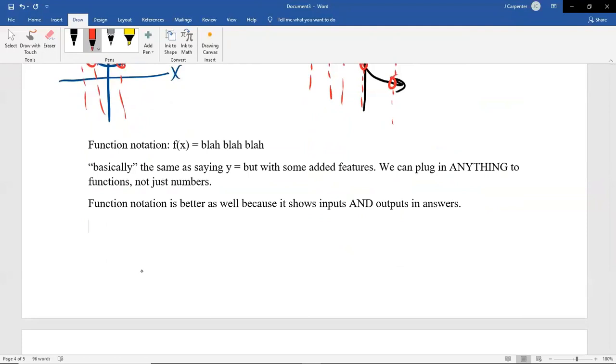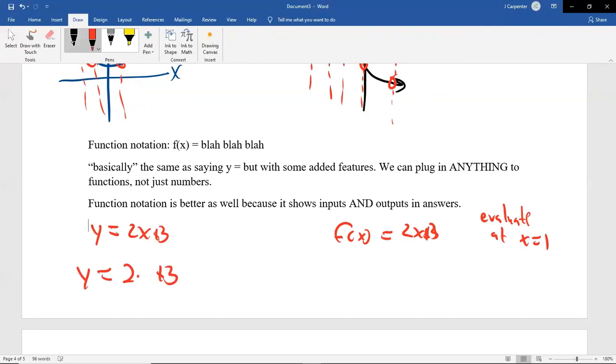So let's say we had y equals 2x plus 3 versus f of x equals 2x plus 3. Same thing on the right side. And I say, evaluate at x equals 1. Well, for the first one, you go y equals 2 times 1 plus 3. I'll do a different color for showing the plugging in. When you simplify that, 2 times 1 is 2, 2 plus 3 is 5. So you get y = 5. That's your answer.